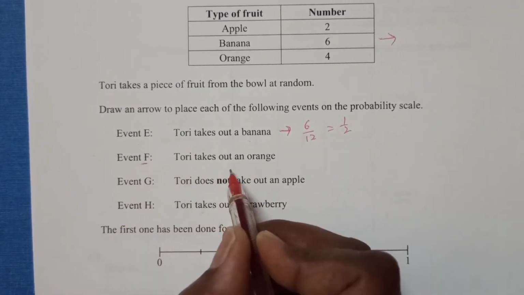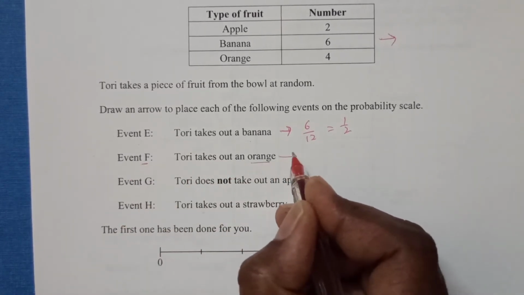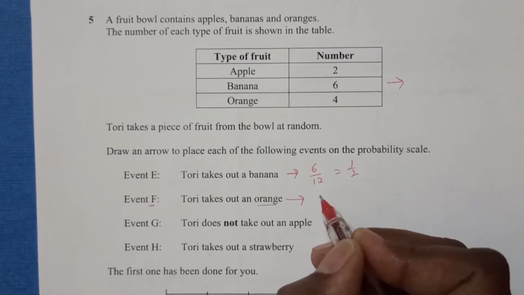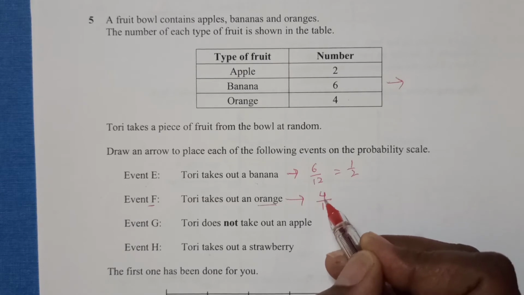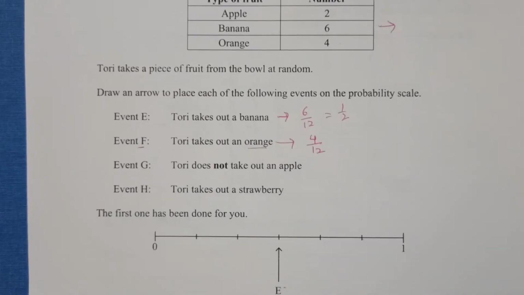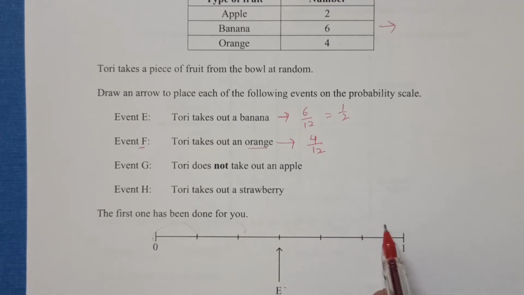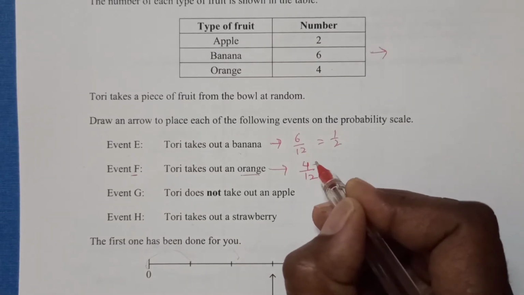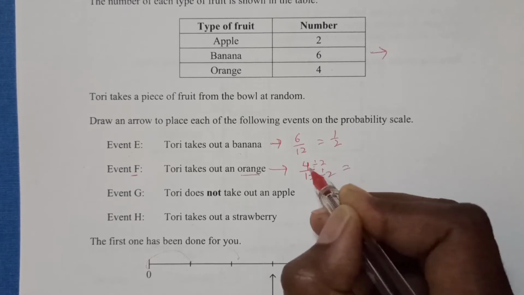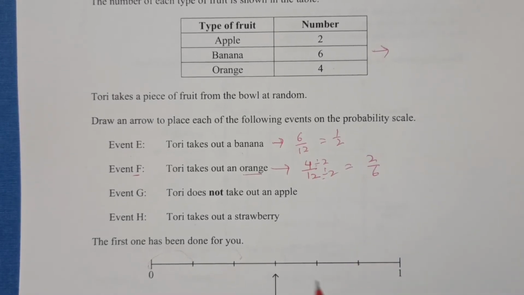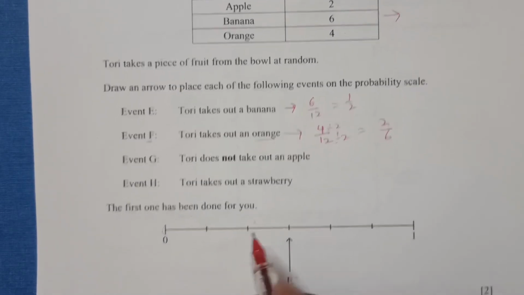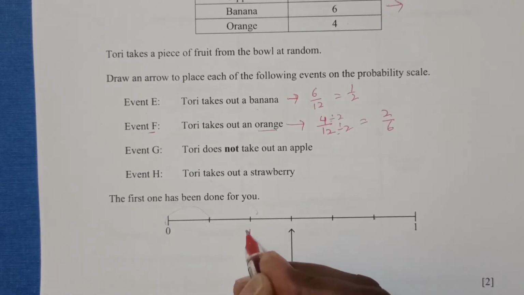Now F. Tori takes an orange. Orange is 4 out of 12. And we have how many parts here? 1, 2, 3, 4, 5, 6. So out of 6, when you divide by 2, divide by 2, it is 2 over 6, right? So we will have F here, 1, 2. So this will be F.